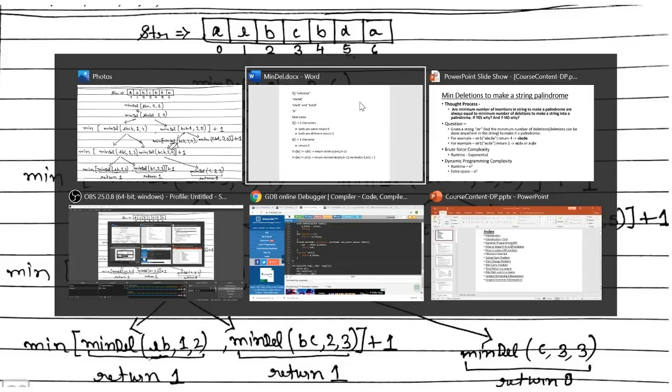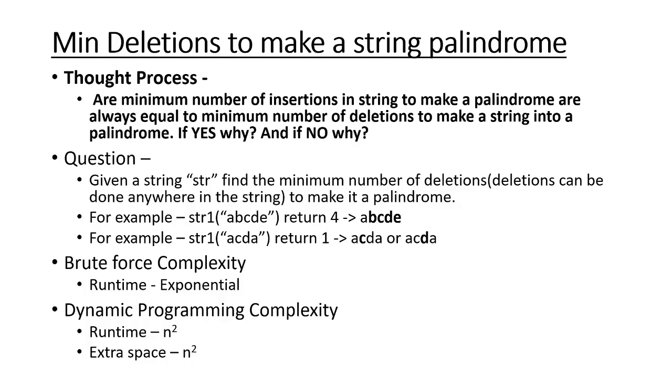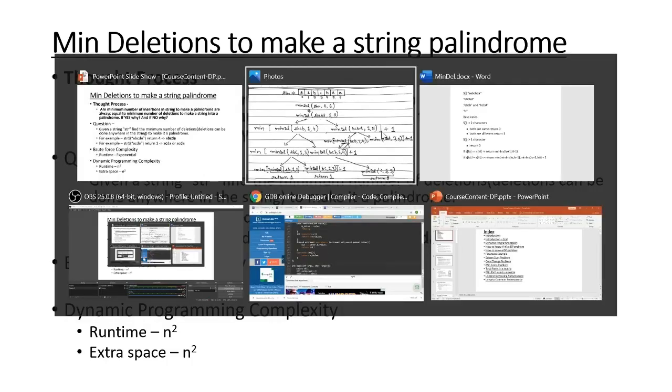So coming on to the thought process, what we just discussed initially. Are the minimum number of insertions and minimum number of deletions to be done in a string to make a palindrome always the same? Yes, they are always the same. And why do I say it?